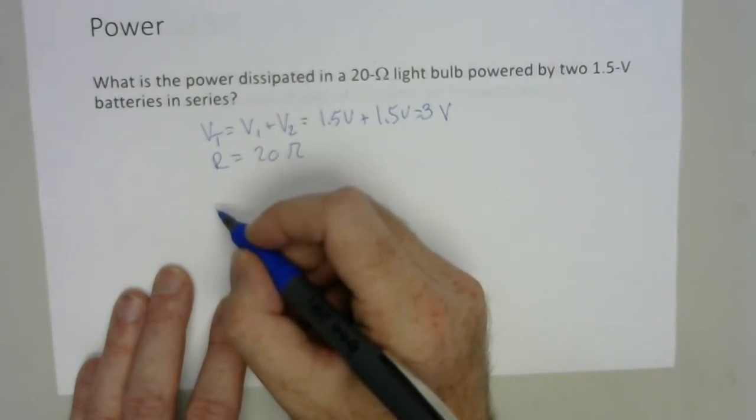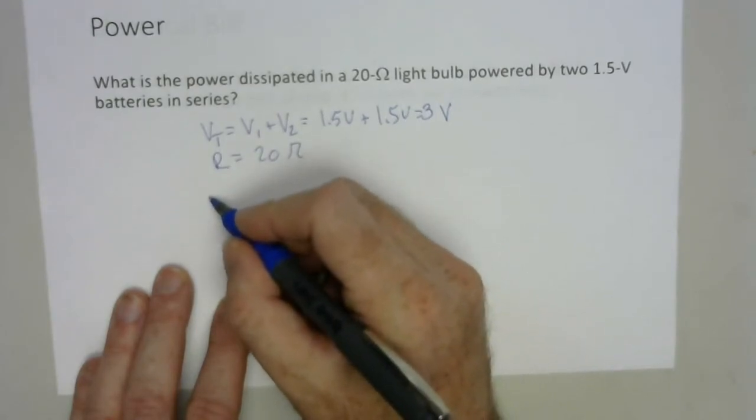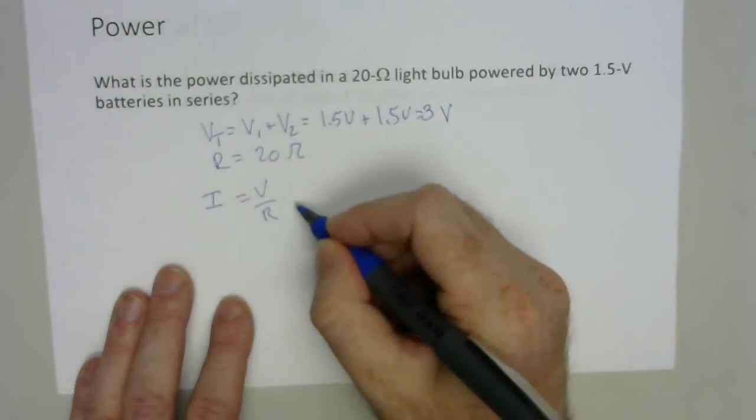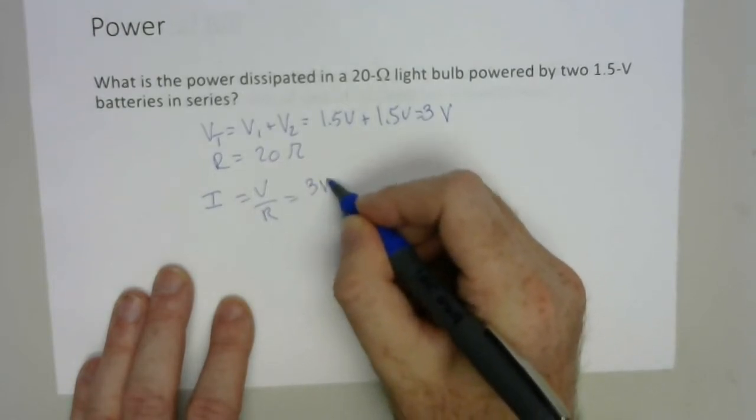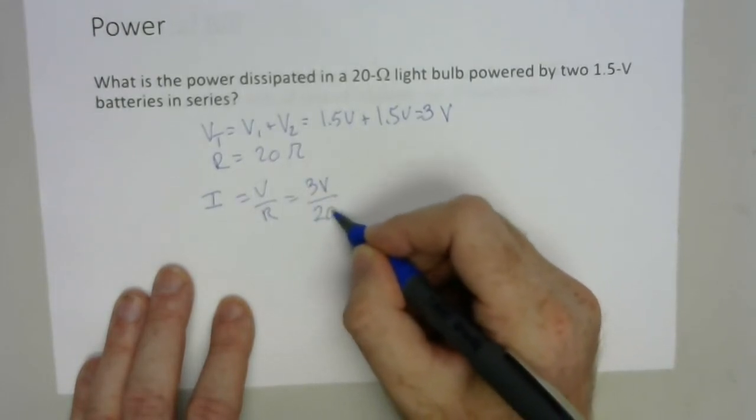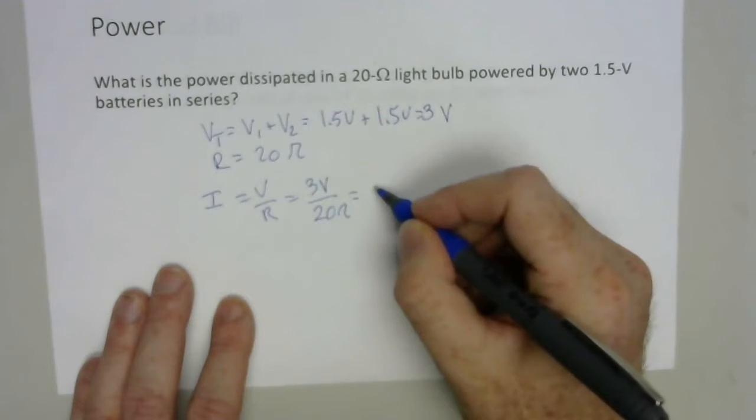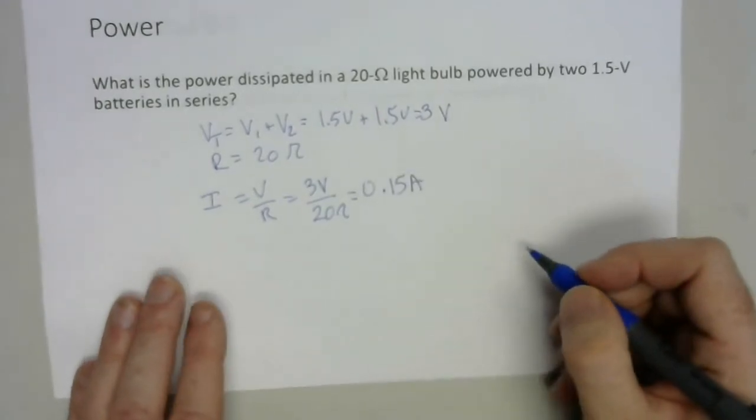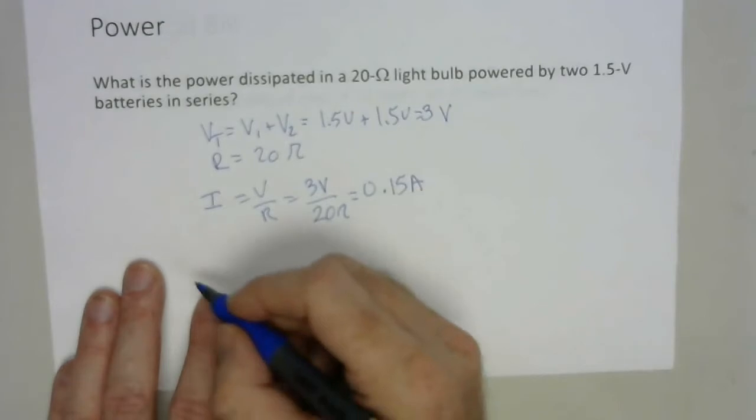Now, if we use Ohm's law, we can get the current. So the current is equal to the voltage divided by the resistance, or the 3 volts divided by 20 ohms, or 0.15 amps. We're not quite there because we want power.